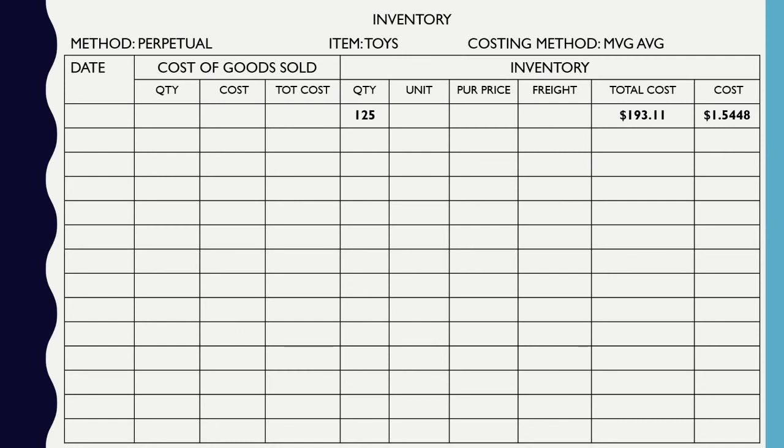Okay. You don't need to separate them. There's no need to because it's an average cost. So you don't need to keep track of which came first or which came last. You're just going to carry the whole lump sum together and just carry it over into the new inventory worksheet. Okay.